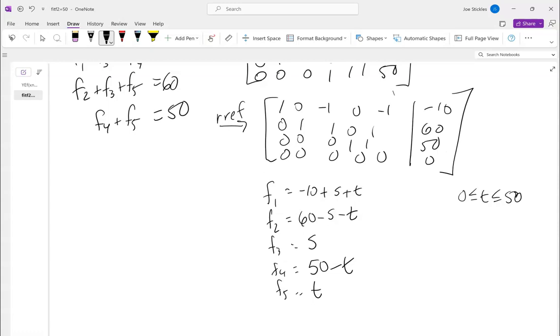Looking at F2, what does that say about what needs to happen with the S and the T? Yeah, the S plus T better be less than 60, right? Because we don't want to subtract too much off. If we go up a row, go up to F1 now, what else has to be true about S plus T? It needs to be at least 10, right? We agree with that?